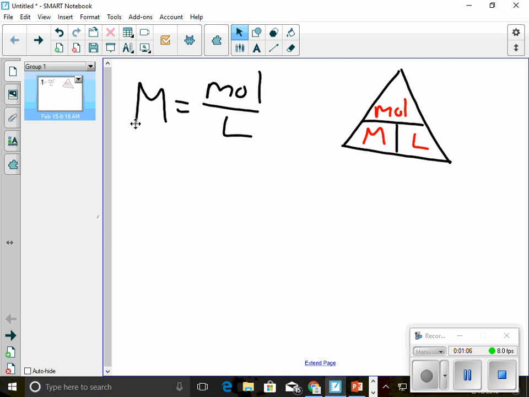So I show them this little triangle. This triangle shows you how to solve for any of these three variables. So for example, if you wanted to solve for molarity, which is capital M, you put your hand over it, it's moles over liters. If you wanted to solve for moles, you put your hand over it, it's molarity times liters. If you wanted to solve for liters, it's moles divided by molarity. Now some people are good enough with the algebra with this original equation that they don't need that little trick. But if it helps you out, great.